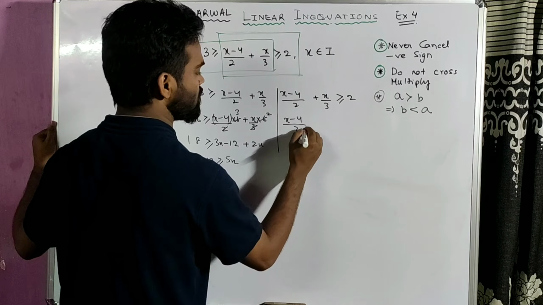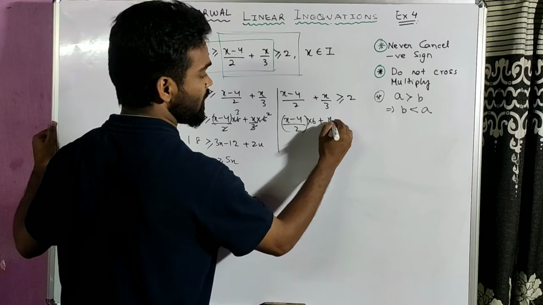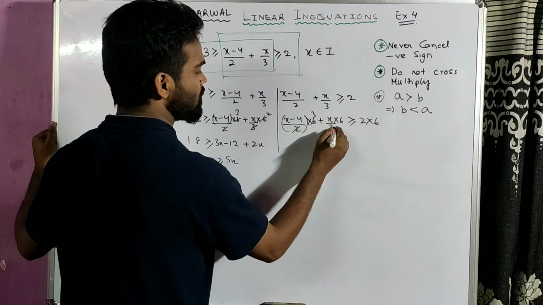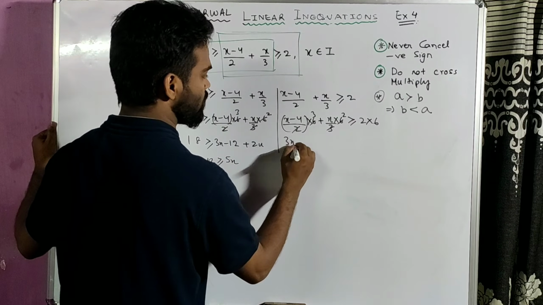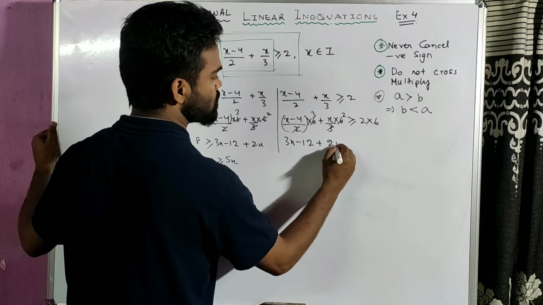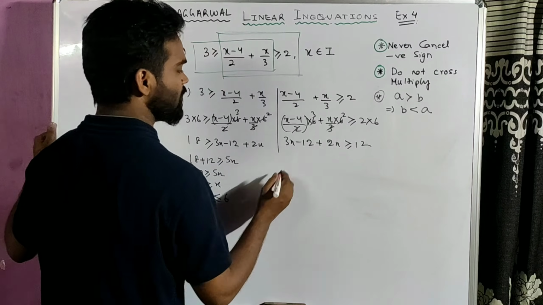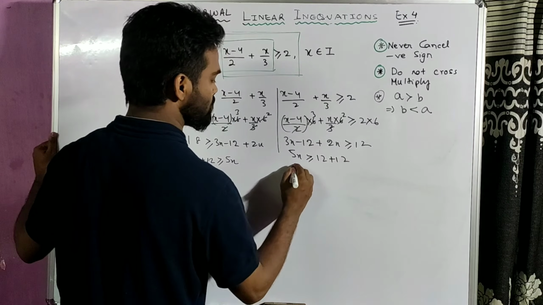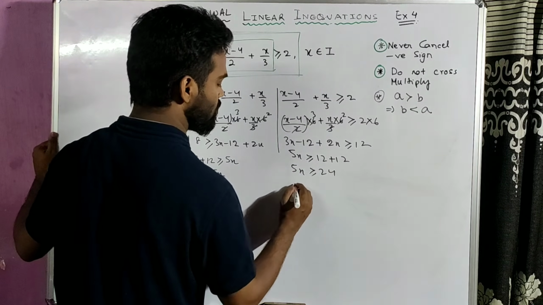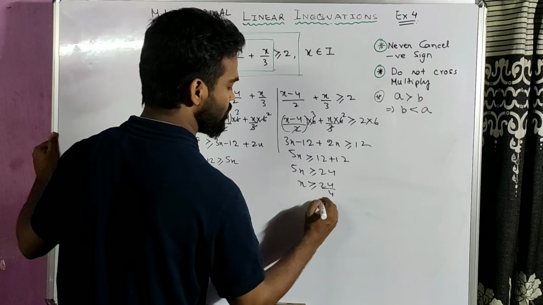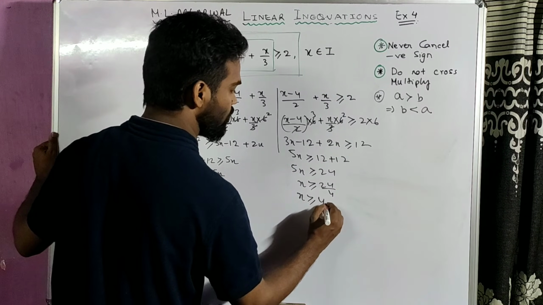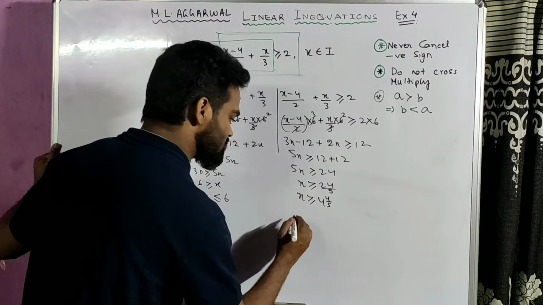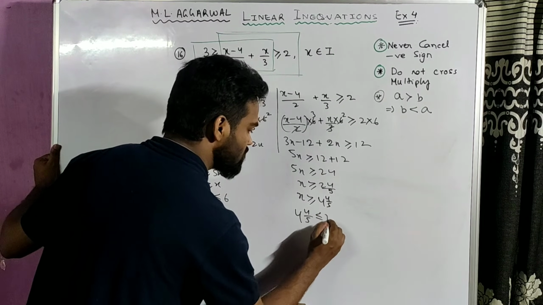So (x minus 4)/2 multiplied by 6 plus x/3 multiplied by 6 is greater than or equal to 2 into 6. That's 3 times, that's 2 times. So that's 3x minus 12 plus 2x greater than or equal to 12. Okay, so this becomes 5x greater than or equal to 12 plus 12, which means 5x greater than or equal to 24, which means x greater than or equal to 24 by 5, sorry, this will be 24/5, which means, can I write 24/5 less than or equal to x?